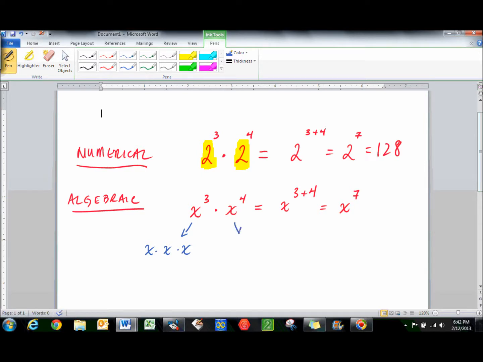And then of course x to the fourth is 4 x values being multiplied together. And then of course we were multiplying those values together, so I now have 1, 2, 3, 4, 5, 6, and 7 x variables here. So that is x to the 7th power, which is the same thing that I would have gotten using my product of powers property. So whichever way you feel most comfortable with.